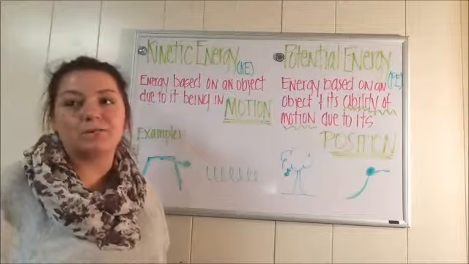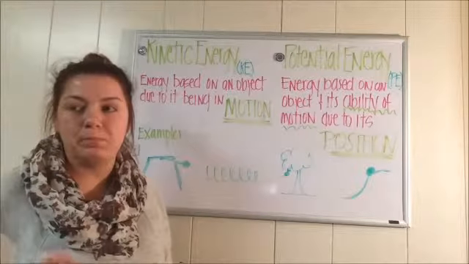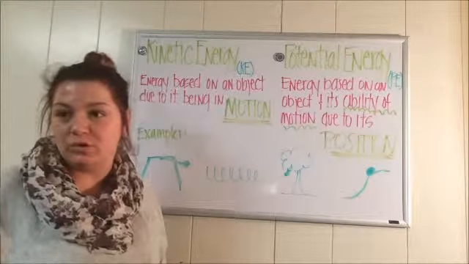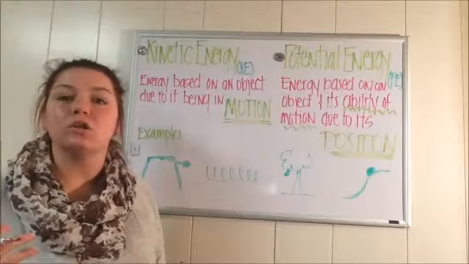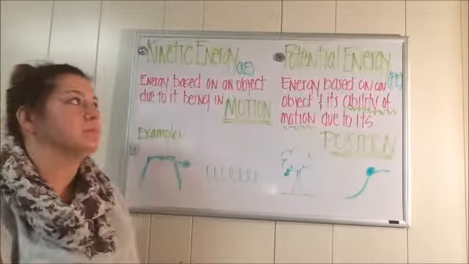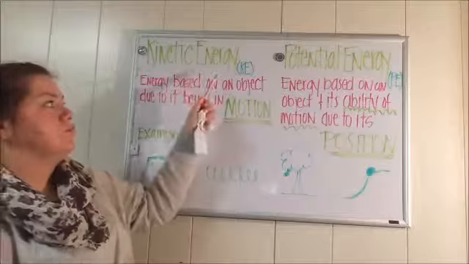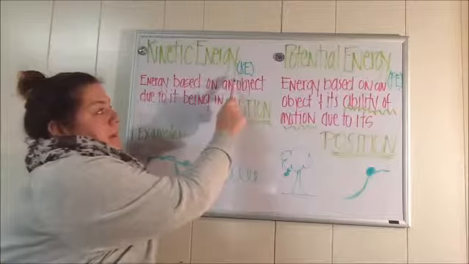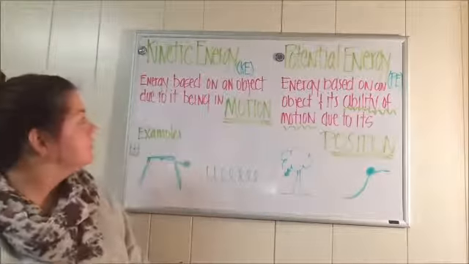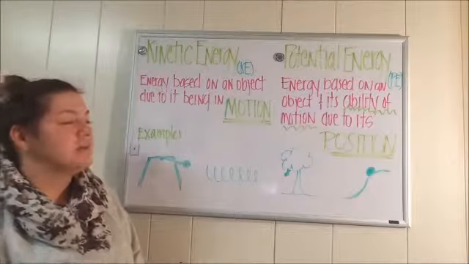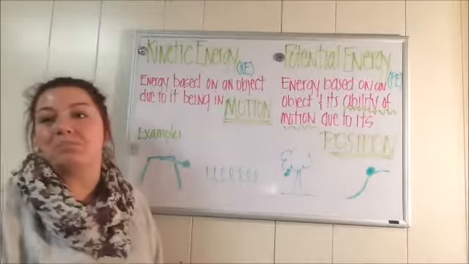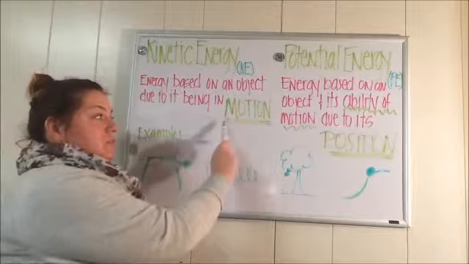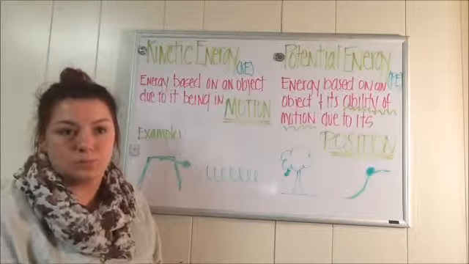Today we're going to be talking about two types of energy, kinetic and potential energy. So let's take a look at what these energies mean. First, kinetic energy, abbreviated by KE, is energy based on an object due to it being in motion. Motion being the key word.